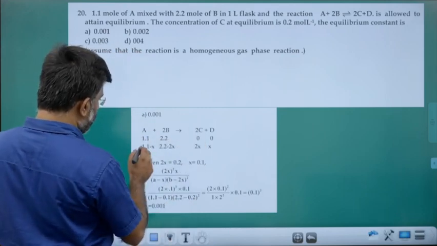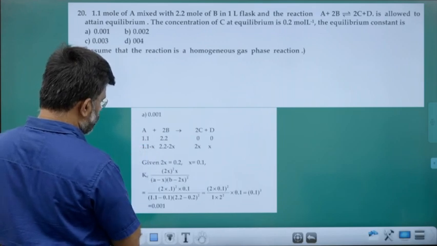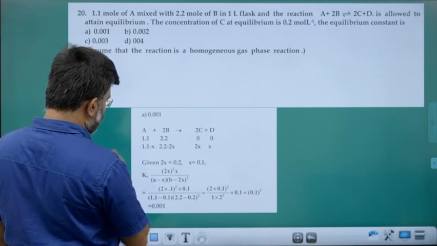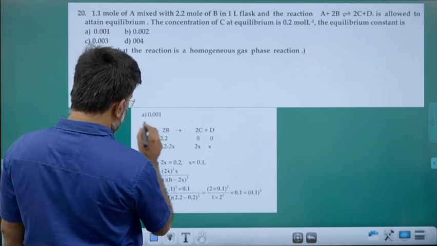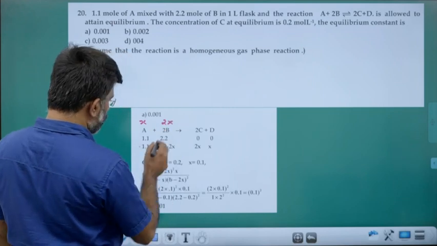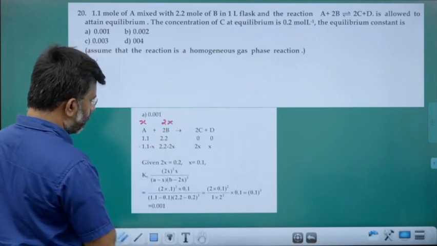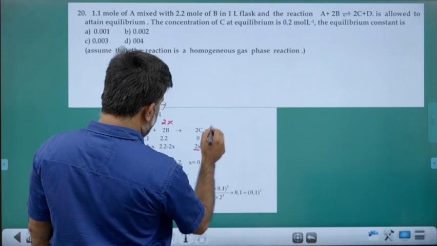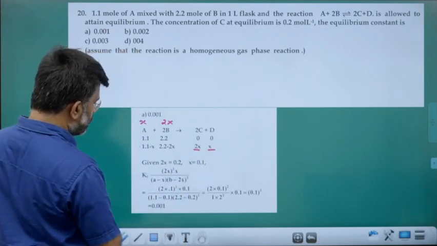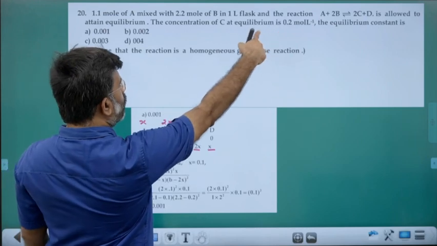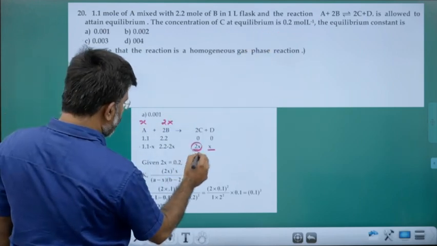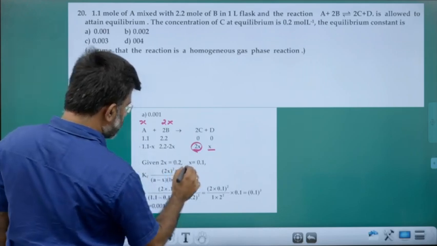So this is 1.1, at equilibrium 1.1 minus x. See, this reacting is x, so 1.1 minus x. If this is x reacting, this will be 2x reacting, so this will be 2.2 minus 2x. And this formed will be 2x, and this formed will be x. It is given in the question you can see equilibrium concentration of C is given 0.2. That is 2x is given 0.2. Therefore x is 0.1.